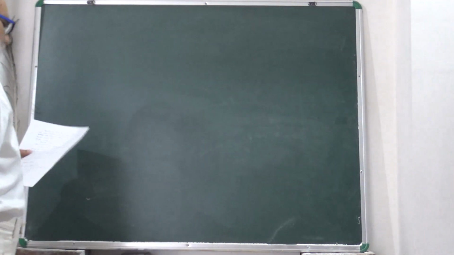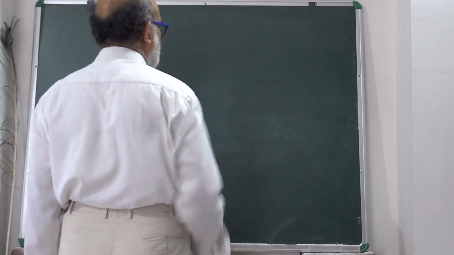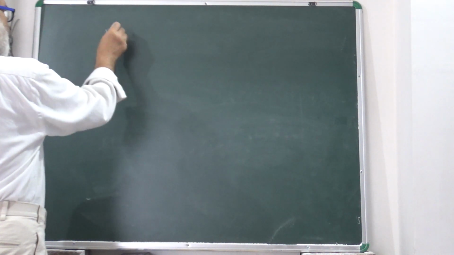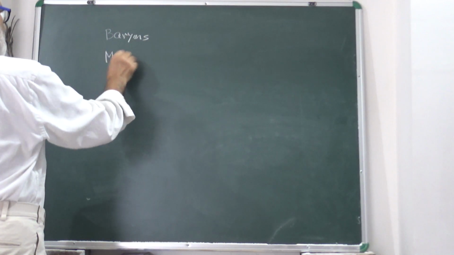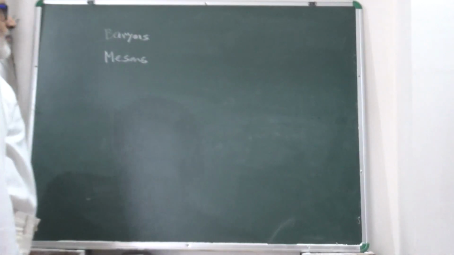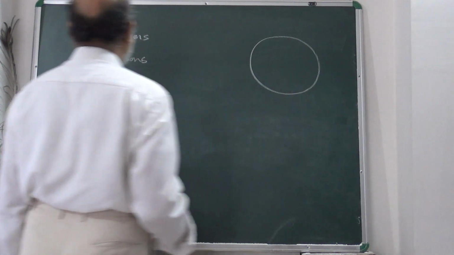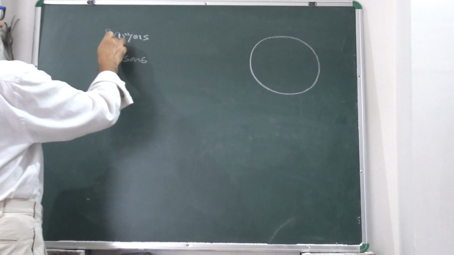Particles inside the nucleus: we have not only the neutrons and protons inside the nucleus, but there are particles which are categorized as baryons and mesons. Inside the nucleus there are not only neutrons and protons, but a large number of particles. Some are called baryons, others are called mesons, depending upon their masses.